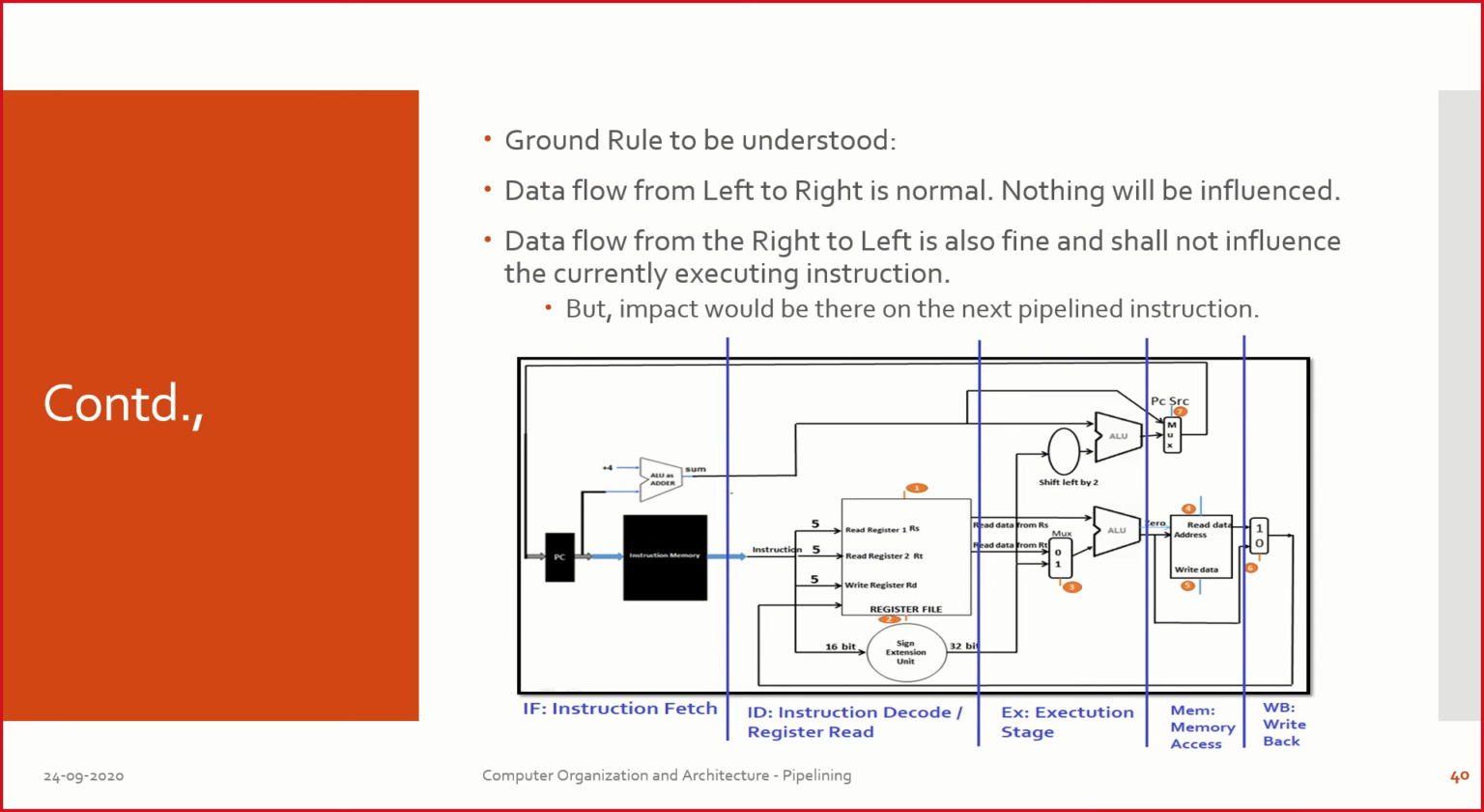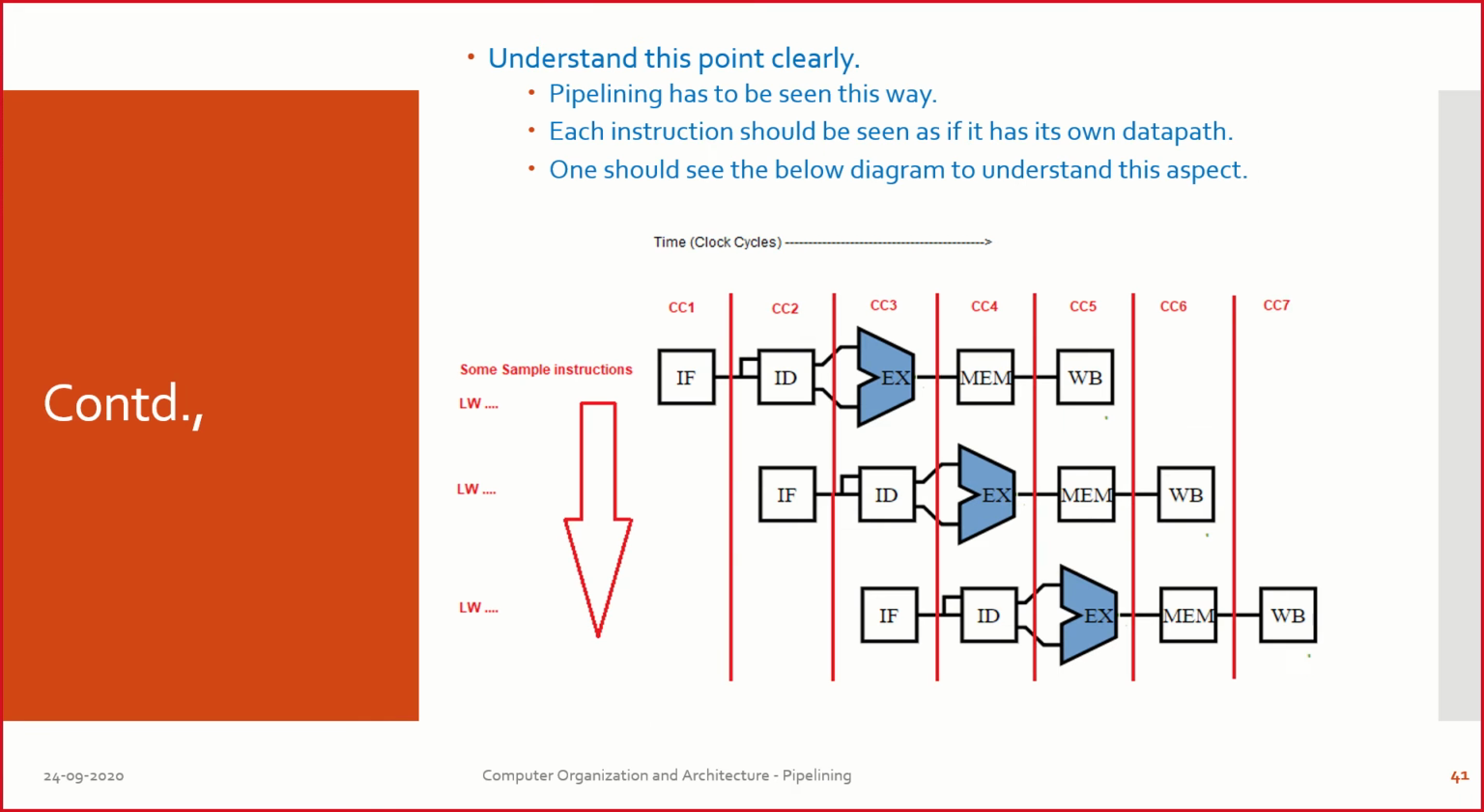But remember, this point is to be very clearly understood. The data flow from left to right is pretty normal, and no major changes would be there, nothing more would be influenced. But when you take it from right to left, there would be changes possible in terms of writing the data for storing the content into the registers when it is an R type instruction. That is not going to change the flow, but still you need to understand that there is a mild difference. And there would be a definite impact when you write or update the program counter.